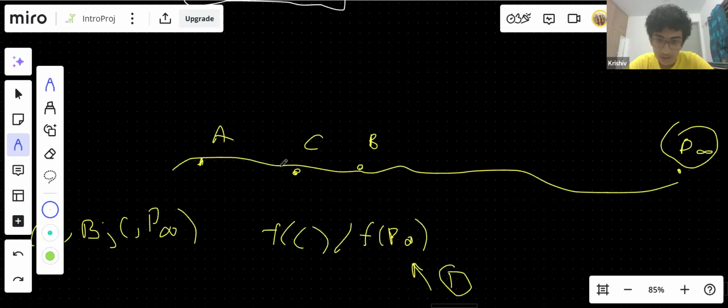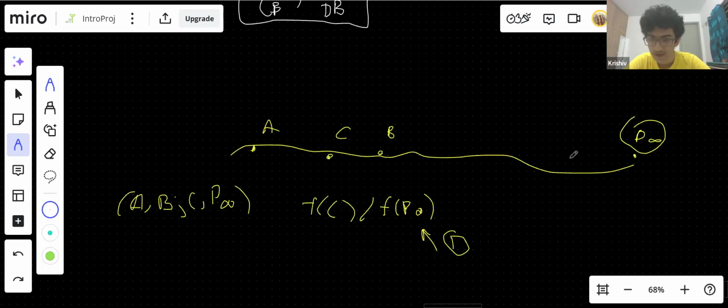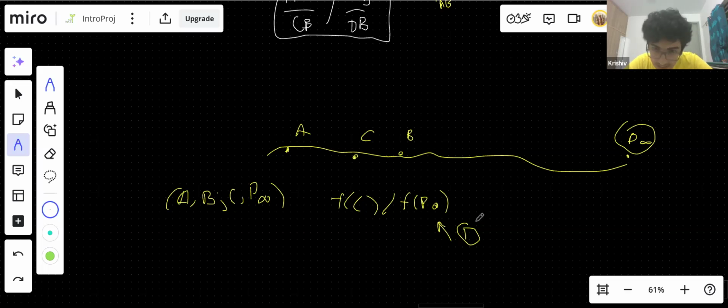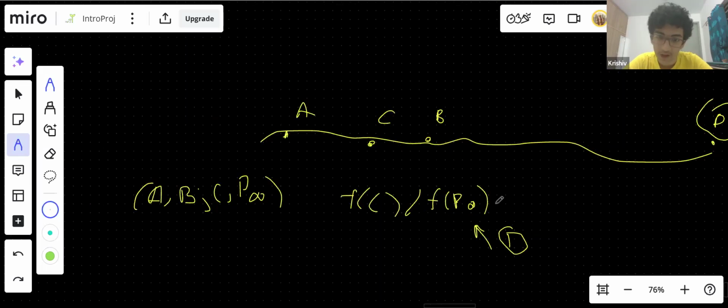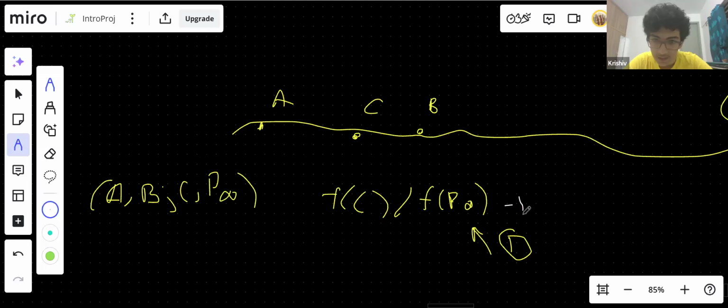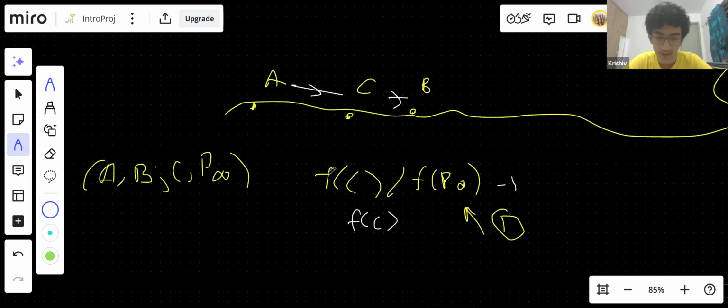So f of p infinity is not 1, it's like -1. But then since f of c is like, no wait, what am I doing? So this is -1, and f of c is positive because it's AC over CB in the same direction. So it becomes minus f of c. So this cross ratio is minus AC over CB, right?